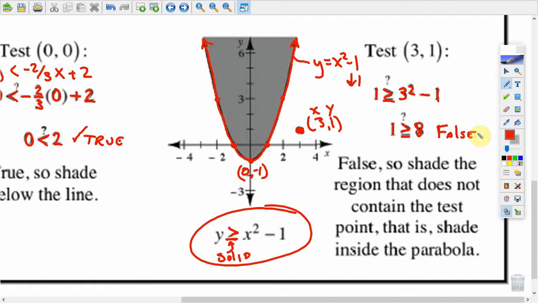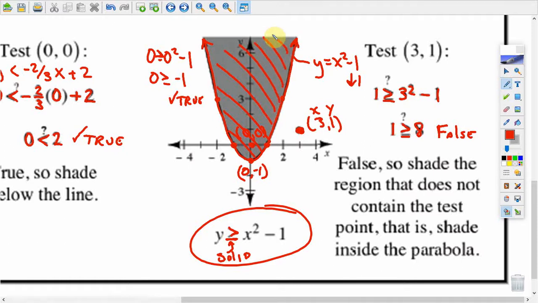Just to do a quick test on 0, 0, since I suggested you do that before. If we do that, we get 0 is greater than or equal to 0 squared minus 1. 0 is greater than or equal to negative 1. That's true. So there's another indication that we're going to shade inside or above our parabola because it's true in here and it's false out here.